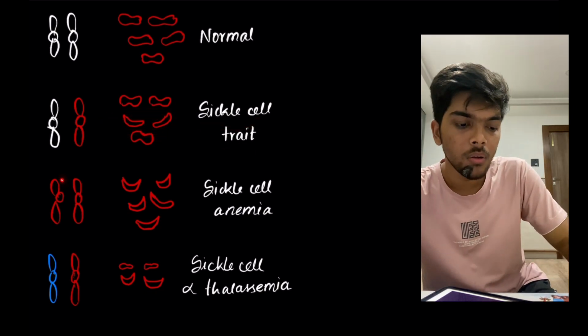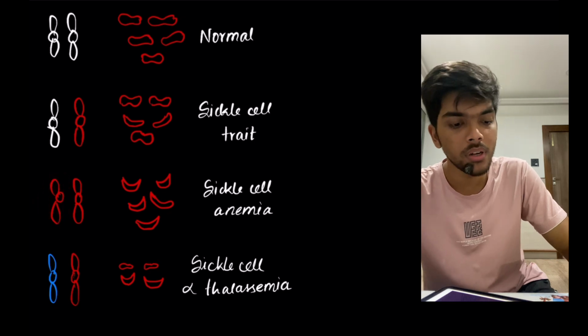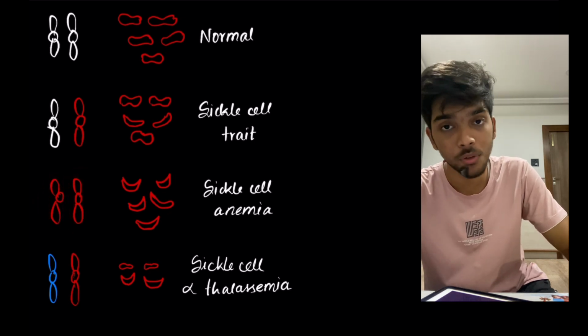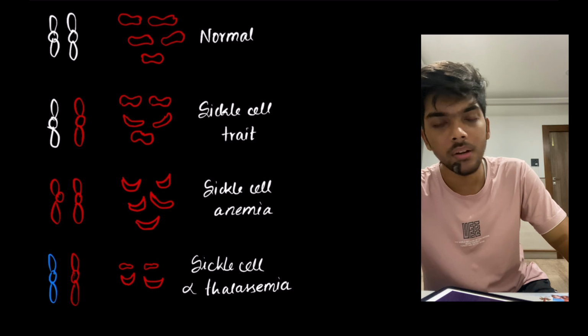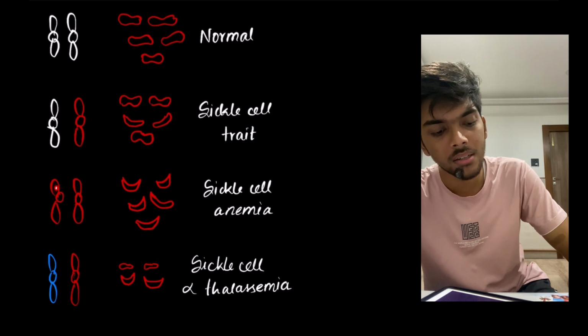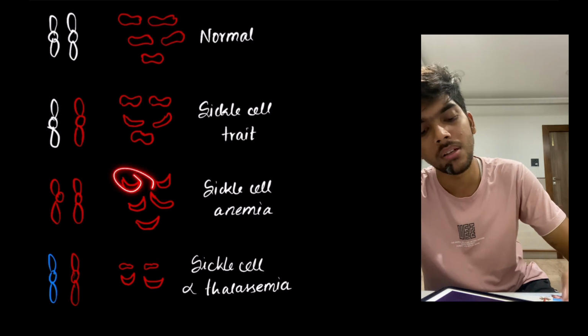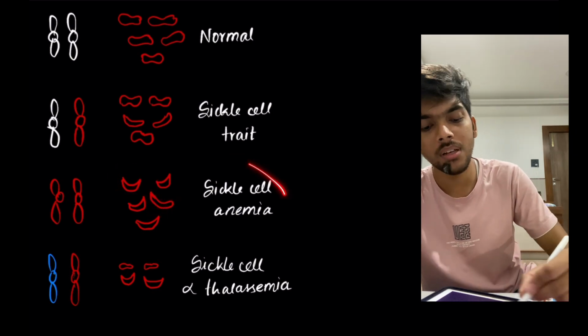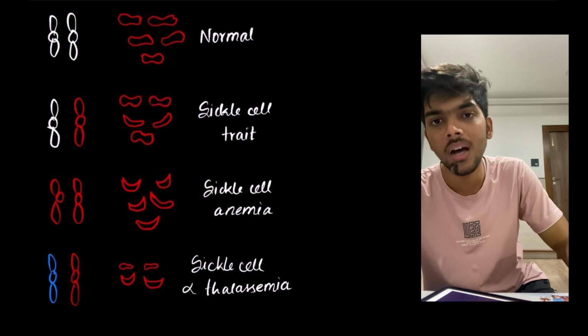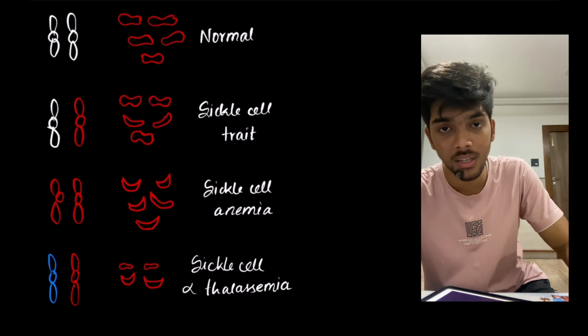Third condition: one chromosome from father which is also mutated and another chromosome from mother which is also mutated. Both mutated chromosomes contain the sickle cell gene. So both these chromosomes code for proteins for the formation of sickle cells. So the person suffers from sickle cell anemia because 100% of the RBCs present in the blood are sickle celled.